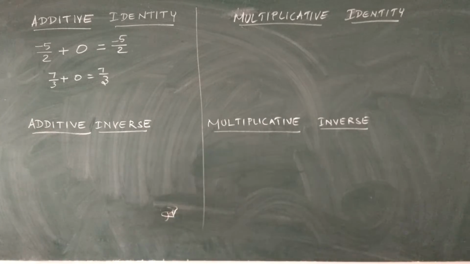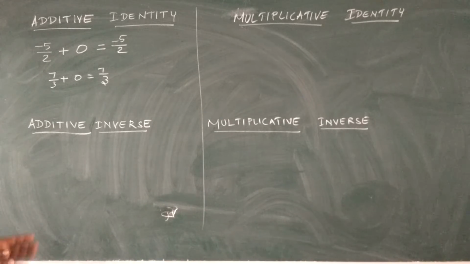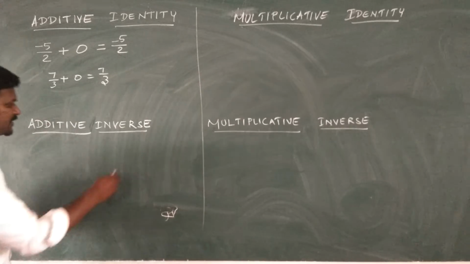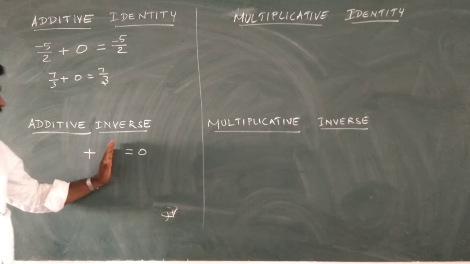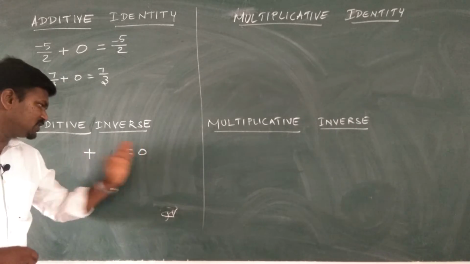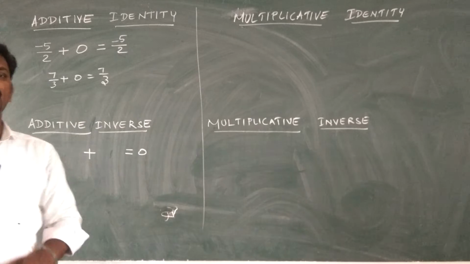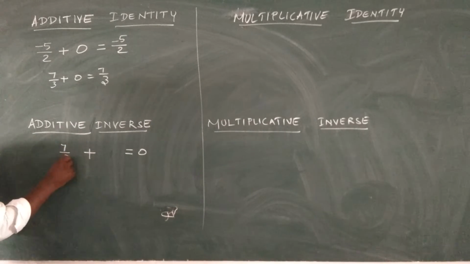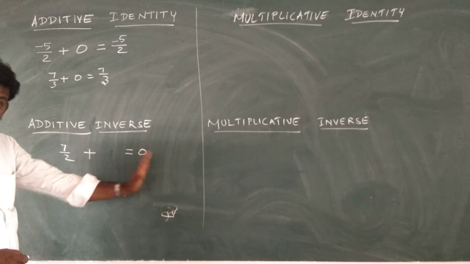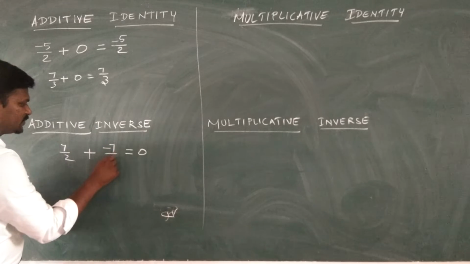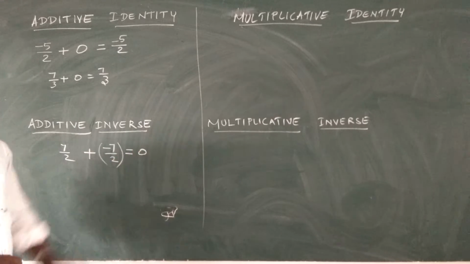What is meant by additive inverse? The sum of any two rational numbers is equal to the additive identity. What is the additive identity? 0. If we add any two rational numbers and it becomes 0, then the numbers are additive inverses of each other. I will write 7 by 2. What should be added to 7 by 2 to get 0? Minus 7 by 2. So 7 by 2 plus minus 7 by 2 is equal to 0.